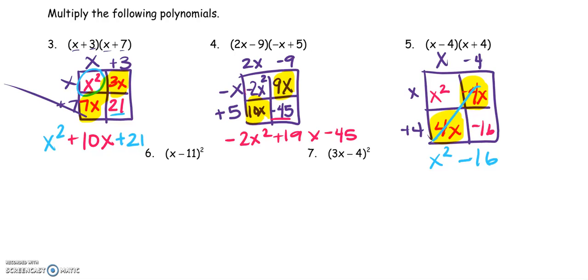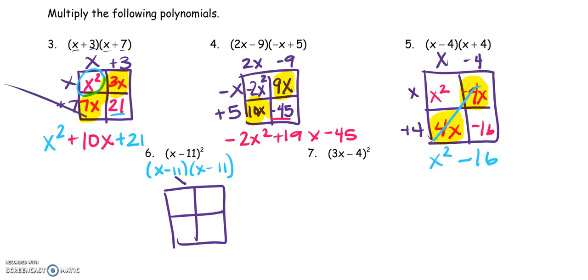When you have a binomial squared, what this really means is x minus 11 times x minus 11. So we're still going to create our Punnett square, but you have x minus 11 on the top and x minus 11 on the bottom. You have two of the same thing. So we need to multiply to get x times x, which is x squared, and x times negative 11, which is negative 11x. x times negative 11, negative 11x. Negative 11 times negative 11 is a positive 121.